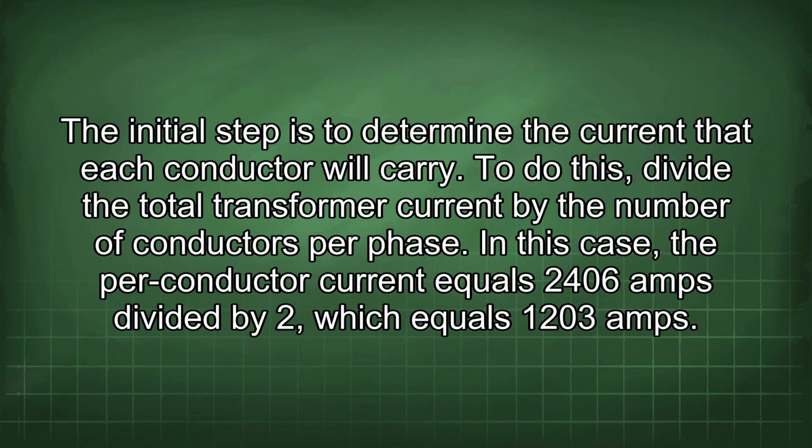The initial step is to determine the current that each conductor will carry. To do this, divide the total transformer current by the number of conductors per phase. In this case, the per conductor current equals 2406 amps divided by 2, which equals 1203 amps.